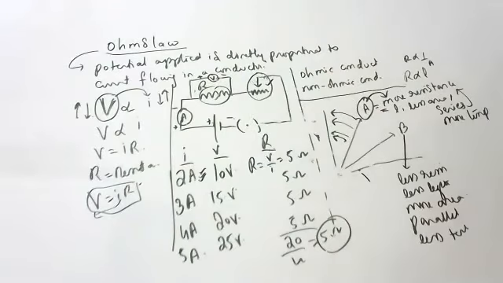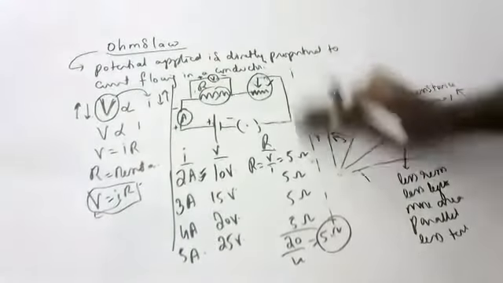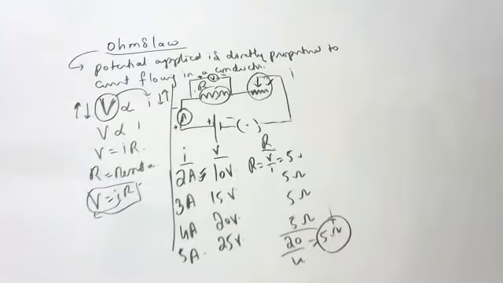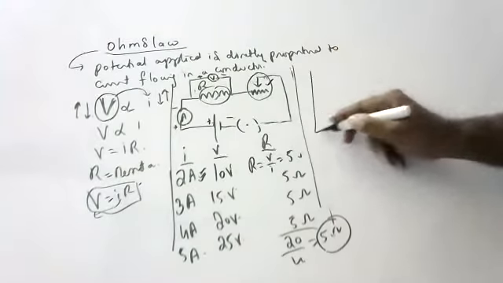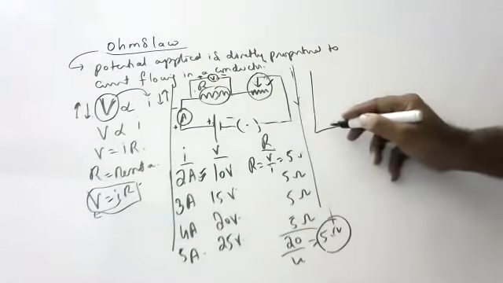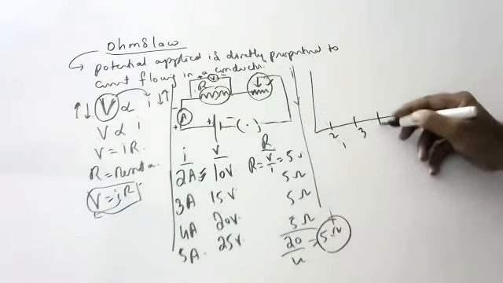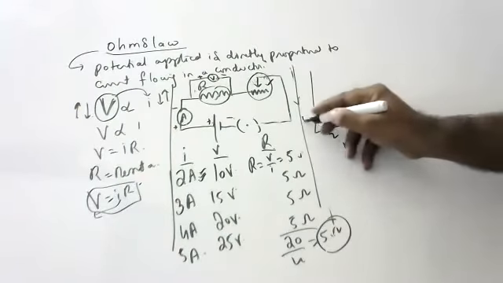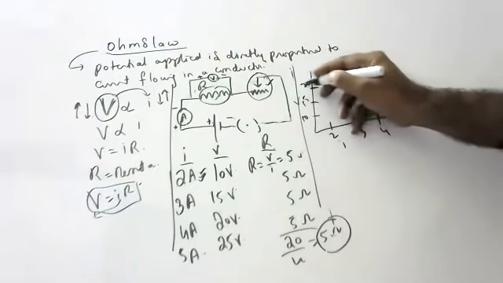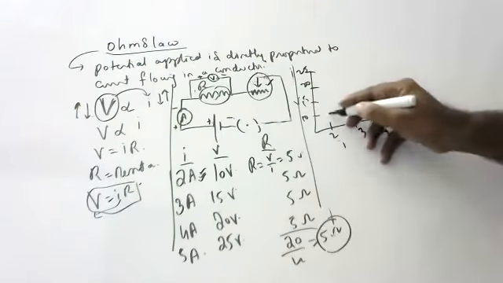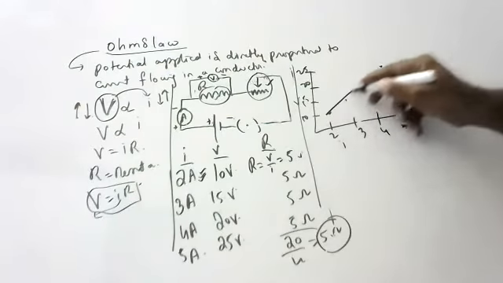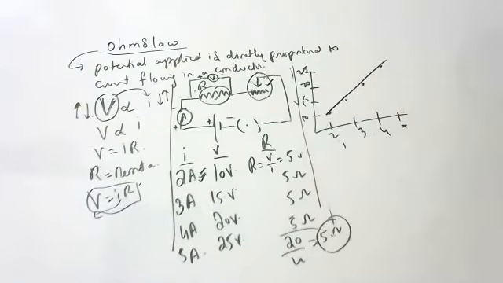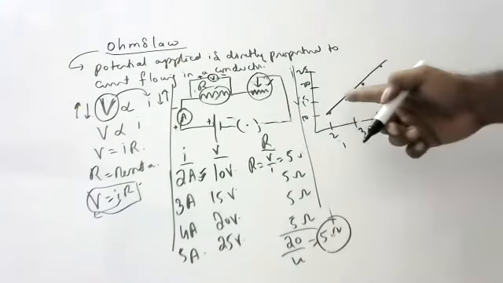This is Ohm's law activity. If you draw a graph for this activity, with I values 2, 3, 4, 5, 10, 15, 20, 25, and plot one dot for each, you will compulsorily get a straight line passing through the origin. Now, why will you get a straight line?